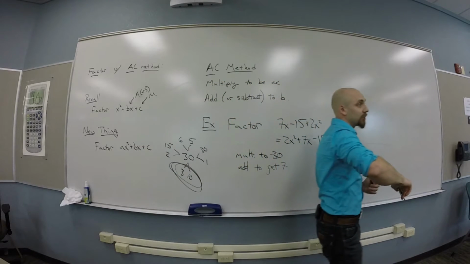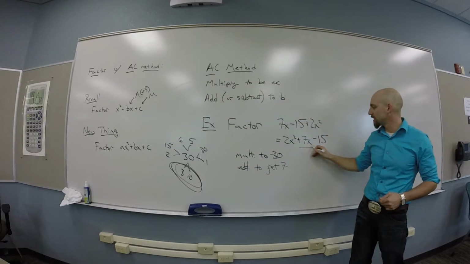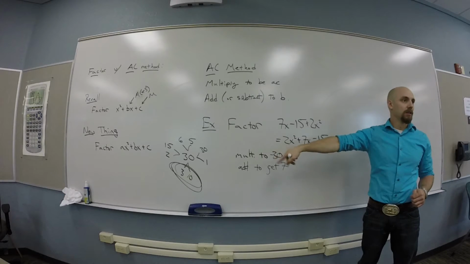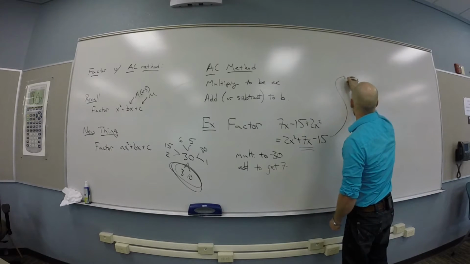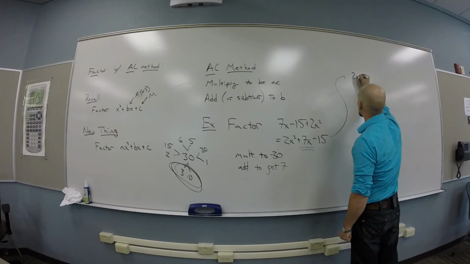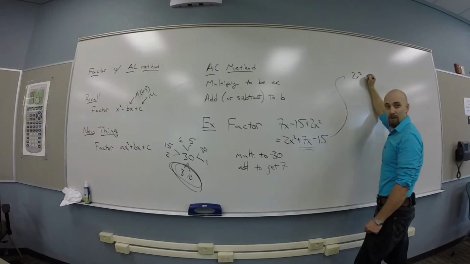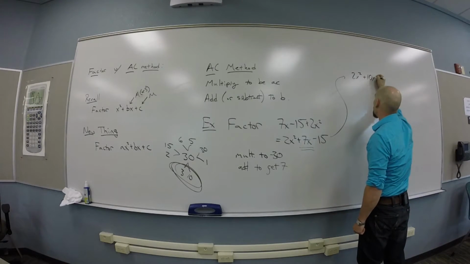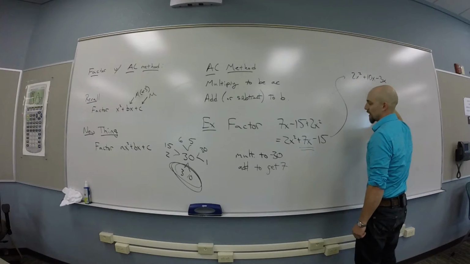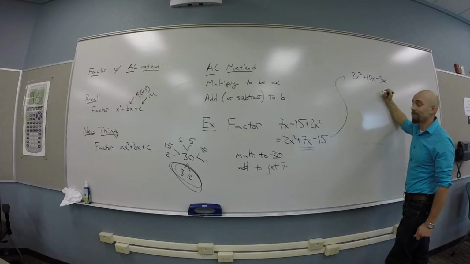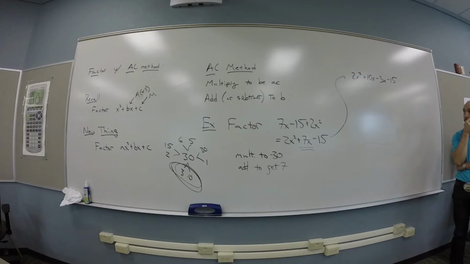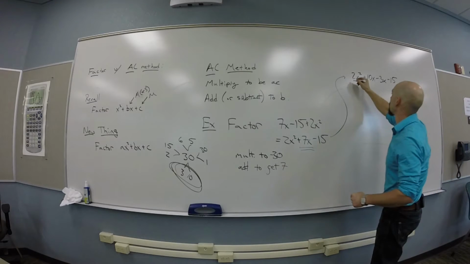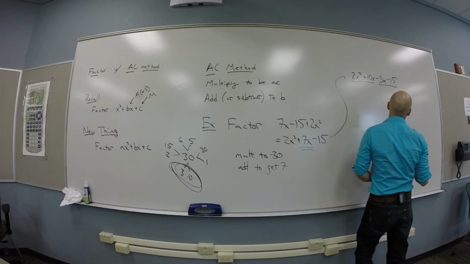Okay, first I want to re-express the middle. I want to think about this 7 as 10 and 3 somehow. So I want to take this thing and rewrite it as 2x squared plus 10x, positive 10x, and then minus 3x. You guys all see that? And then I've got my minus 15. Then what? Then you can do the pairs. Okay, so I've got this pair and this pair.